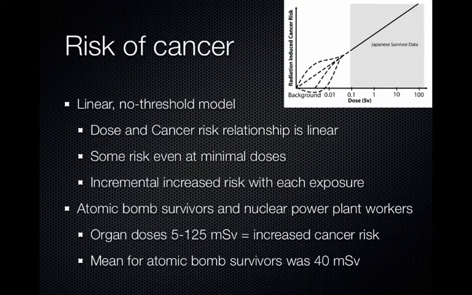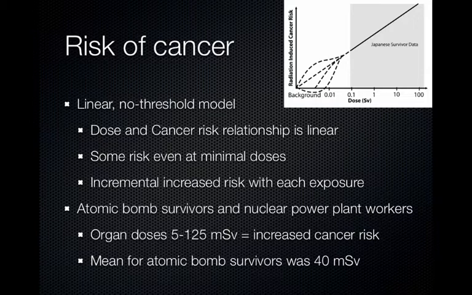So at the levels of radiation received during medical imaging, the risk of cancer is felt to follow a linear no-threshold model. This means that the dose and cancer risk are related in a linear fashion. There is some risk even at minimal doses, and there is incremental risk with each exposure. While the risk is small, it is statistically significant. We're not exactly sure how the incremental risk increases. It may be directly additive. The general thought is that the risk of 2 CT scans is double that of the risk of 1 CT scan, regardless of the time interval between scans.